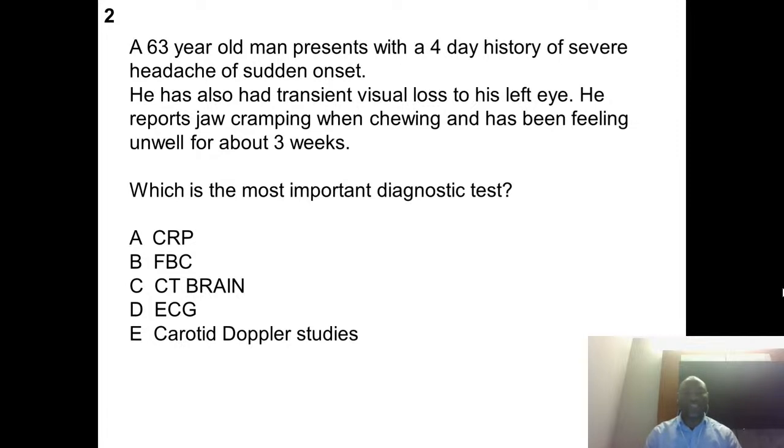Option A, is it a CRP, C-reactive protein? Option B, is it a full blood count? Option C, is it a CT brain? Option D, is it an ECG? Option E, is it carotid Doppler studies?